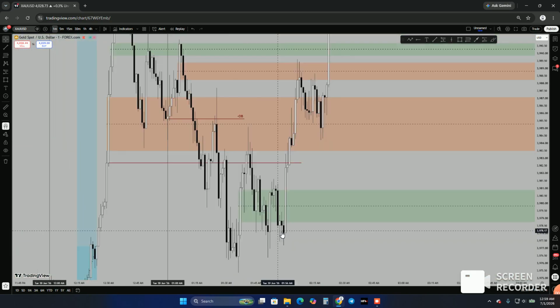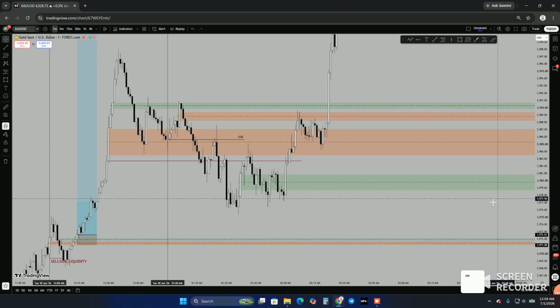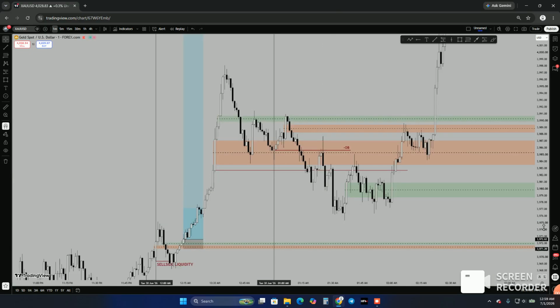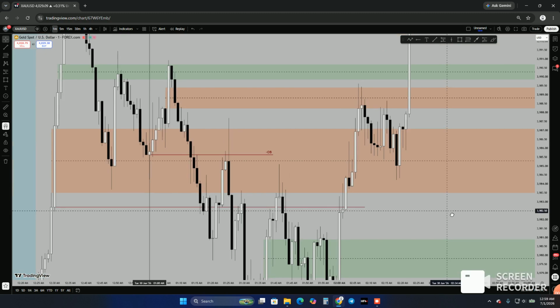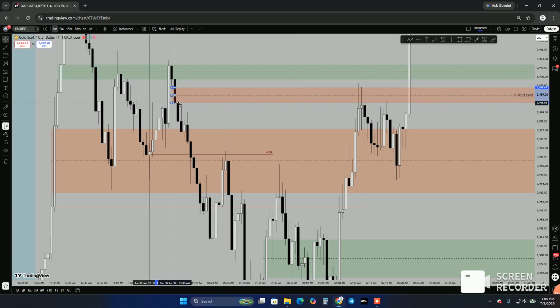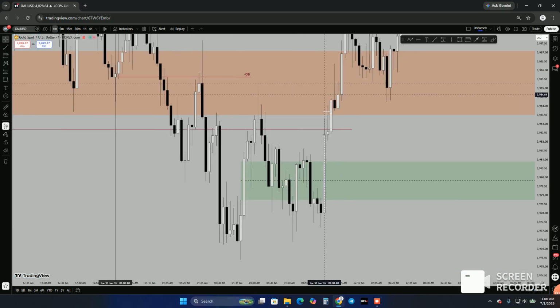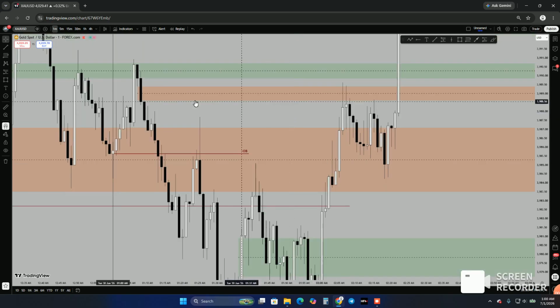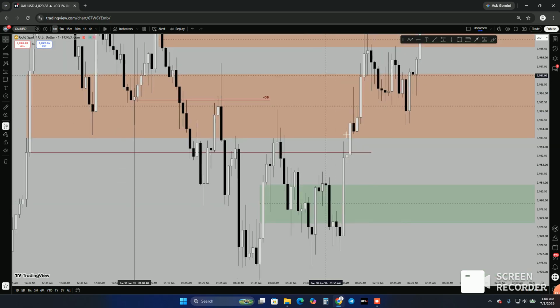So price, anytime in future, should come back here again. But for now I can see price tapped into this zone, this area. Okay, and where did he close? Here. Did he take this high? No, so he should go above this high.